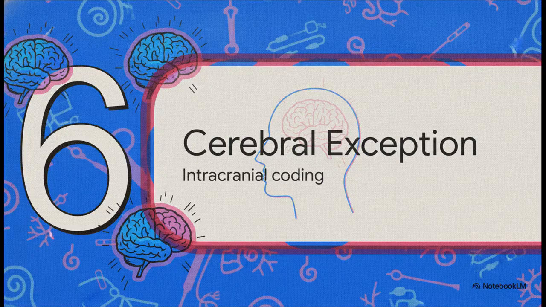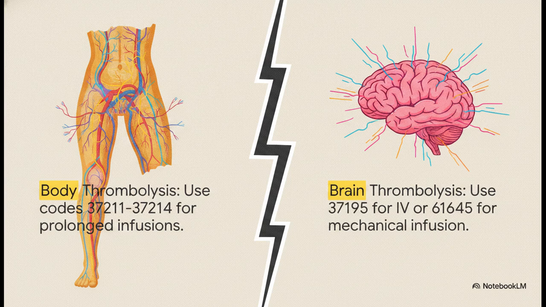Finally, we need to address the big outlier. Section 6, the cerebral exception. You must never, ever mix body codes with brain codes. Codes 37211 through 37214 are specifically for outside the brain, period. If the physician is performing cerebral or intracranial thrombolysis, you are looking at an entirely different rulebook.